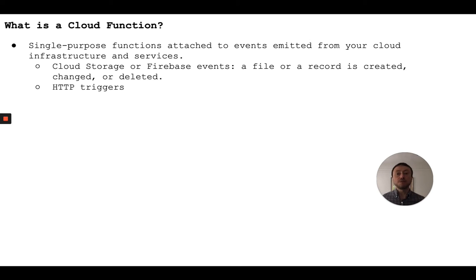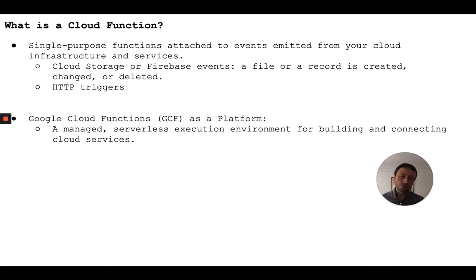Similarly, event-based functions can listen for other events, such as files being changed or deleted, or database records being created, changed, or deleted, such as Firebase database records. And there is another type of cloud functions, the HTTP triggered function, where you trigger a function by calling its URL. And also, you can talk about cloud functions as a platform.